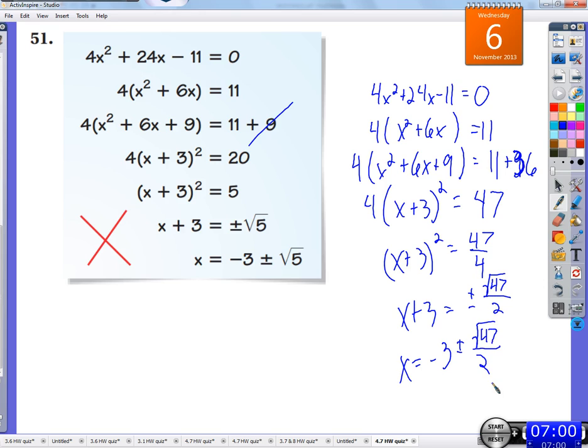So they did everything really well, they just neglected to remember that the 9 is inside the parentheses to be multiplied by 4. Okay, let's see how much time we have, so let's pass in our report, please.